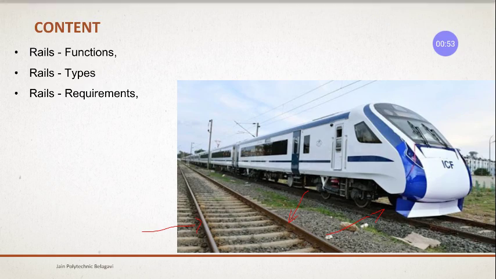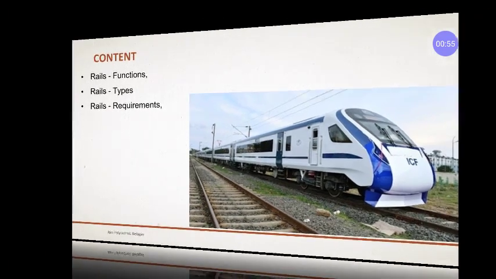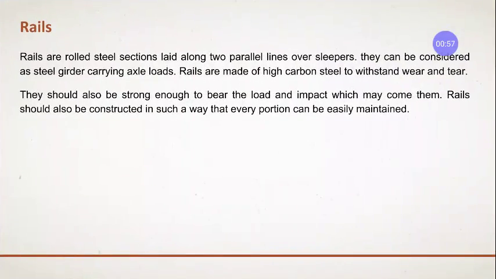Just to show you, we know what is a rail. A rail is a steel girder which allows the movement of the train, and it will take the load from the wheels and transfer it, whatever load is coming over it from the wheels, to the sleepers.